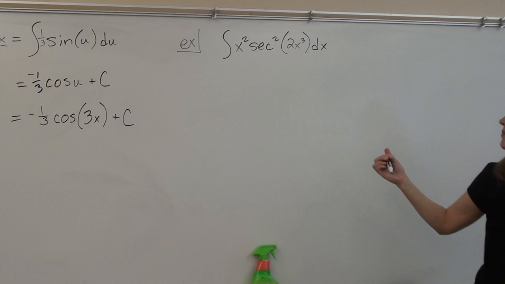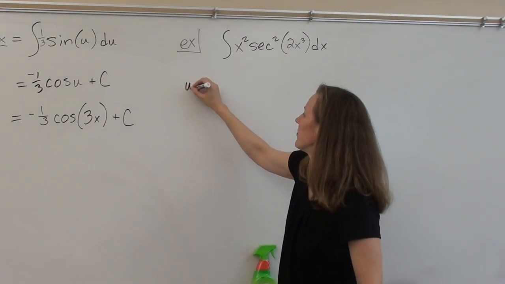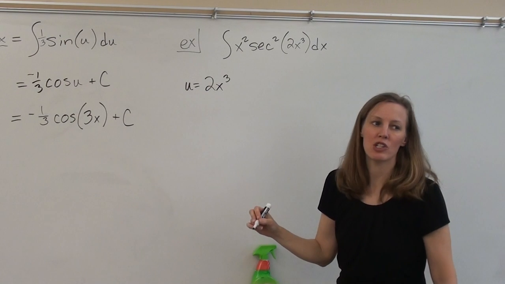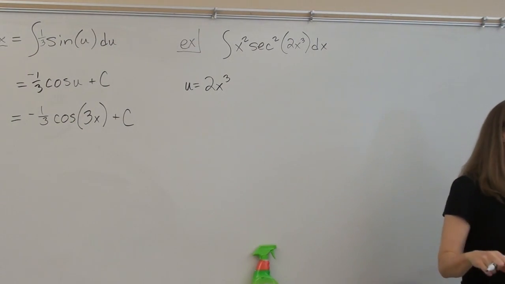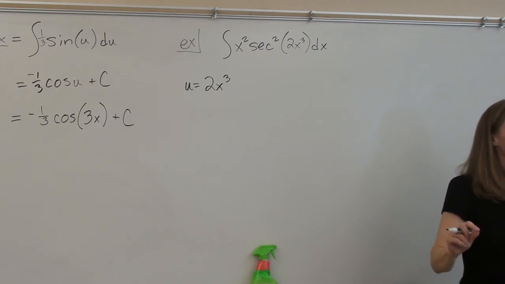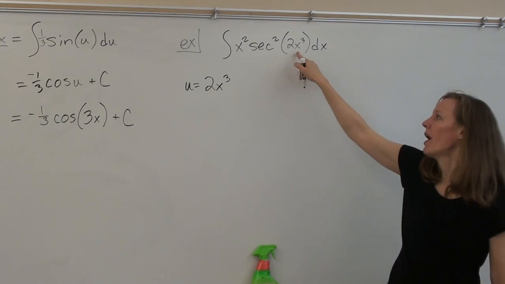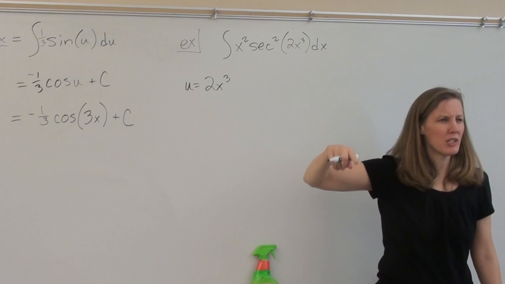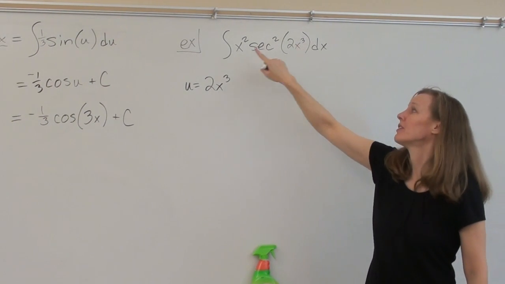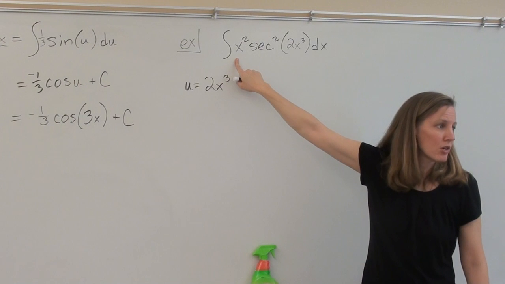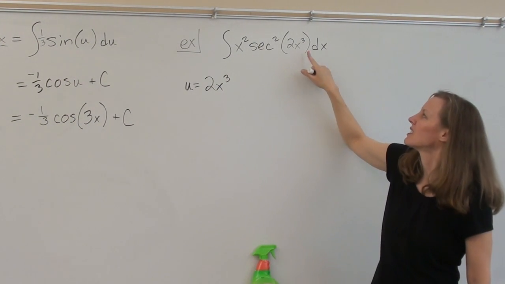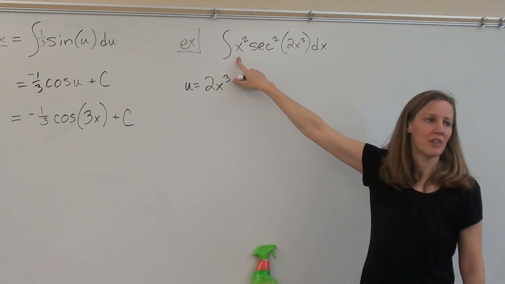What's your u? 2x cubed. U is 2x cubed. Usually, u is the argument of the function. Not always, but often. And you want to make sure you have the derivative, because when you did chain rule to do the derivative, you always multiply by the derivative of the argument. So u would be that original function, and you want to take a gander and make sure that its derivative is there.